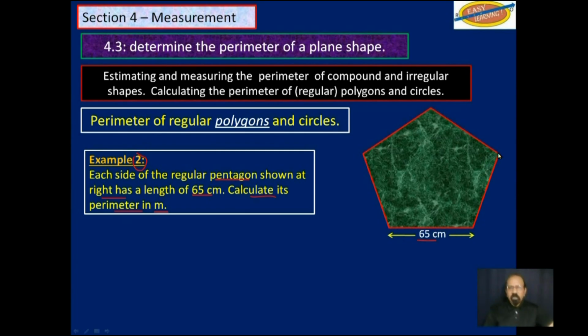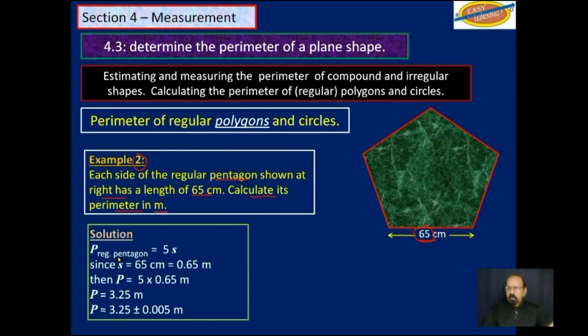In meters, you will convert this 65 centimeters to meters and you will multiply by 5, or you will add 0.65 five times. So the perimeter of a regular pentagon is 5 times the side. We know the side is 65 centimeters, which is 0.65 meter. You multiply that and you get 3.25 meters.